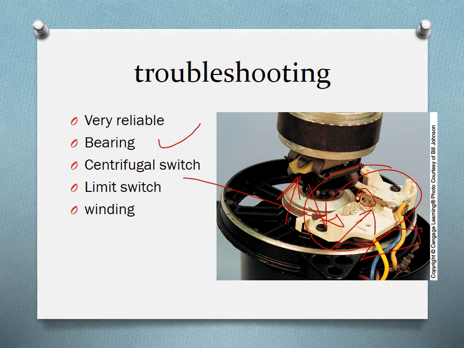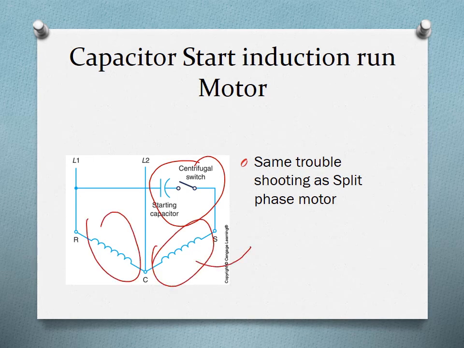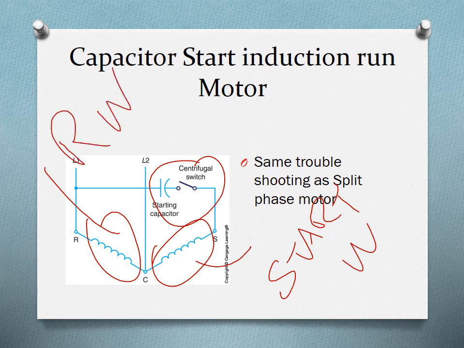This is the centrifugal switch, and there's also a limit switch over here, in case the motor seizes and starts to overheat, the limit switch will cut off the entire winding. When we talk about winding, we always talk about those braids of copper wire going through. So this is a capacitor induction run motor. This is my centrifugal switch, and this represents the winding. This is the startup winding, and this is my start winding. This is the running winding.